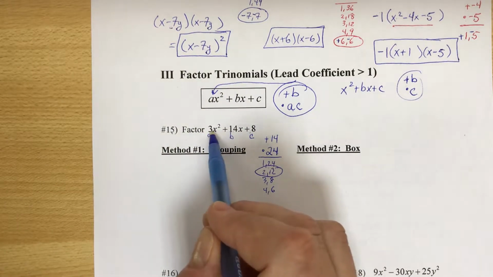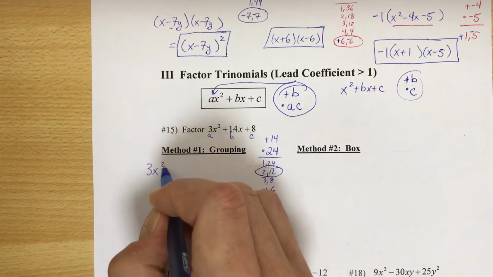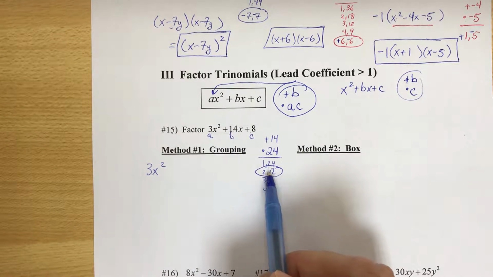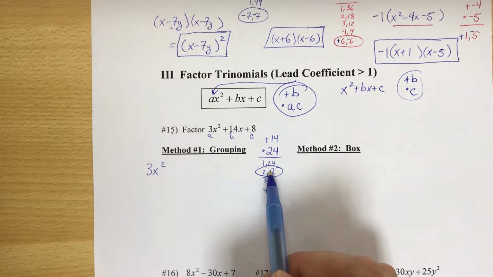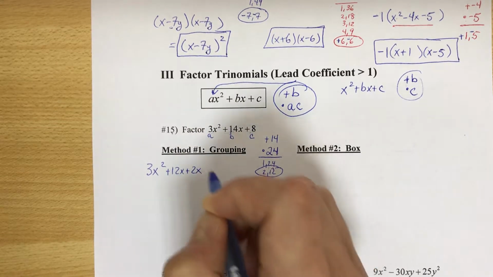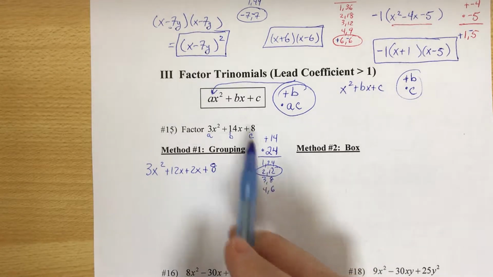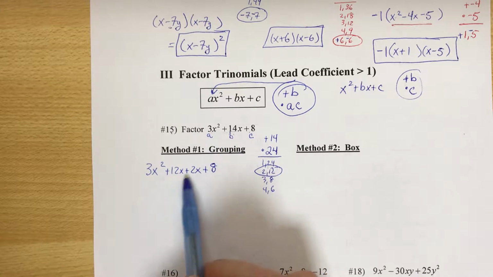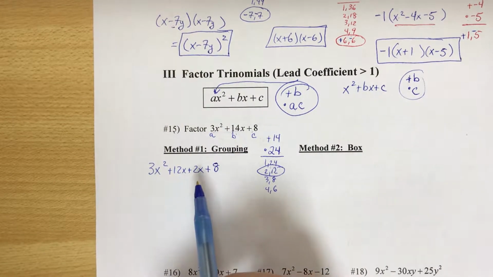What we are going to do, though, is rewrite this. We're going to write 3x squared, but instead of 14x, we're going to use these two. You'll see why in a second, but I'm going to write this as plus 12x plus 2x, and then plus 8. These make up the middle number, 2x and 12x. Instead of 14, I'm going to write it like this. This is still 14x, I'm just breaking it apart.